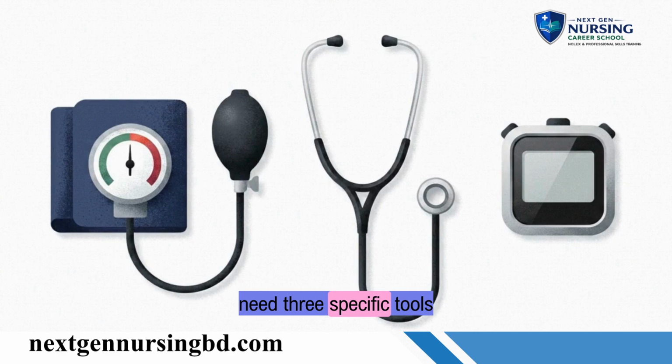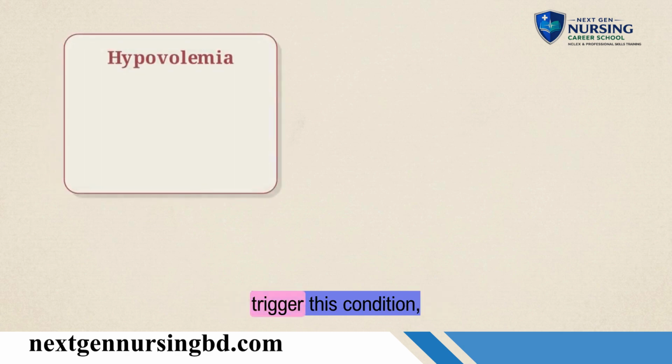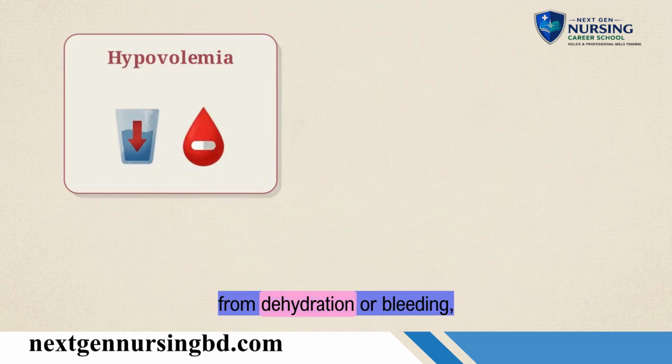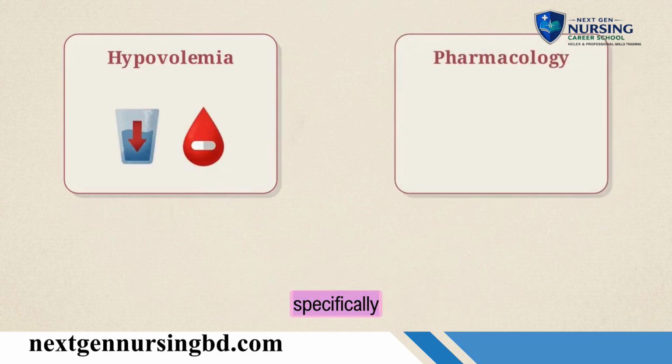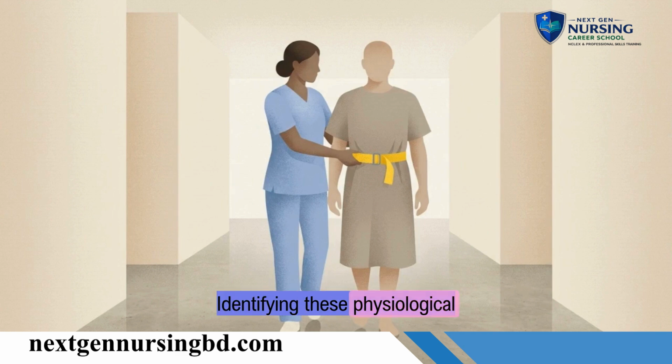You need 3 specific tools to perform this assessment: a sphygmomanometer to measure blood pressure, a stethoscope, and a watch or digital timer. Before taking any measurements, you have to know why a patient is at risk. 2 main underlying causes trigger this condition: hypovolemia, which is a depletion of fluid volume from dehydration or bleeding, and pharmacology, specifically the use of diuretics and antihypertensives. Identifying these physiological and pharmacological risk factors dictates exactly which patients require strict monitoring to prevent life-threatening injuries.